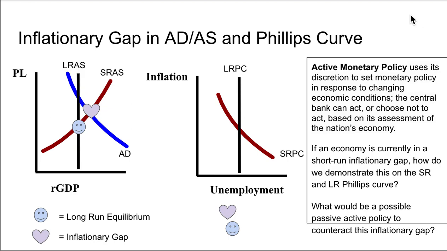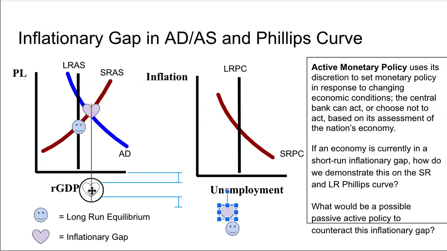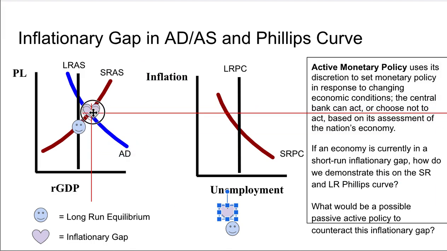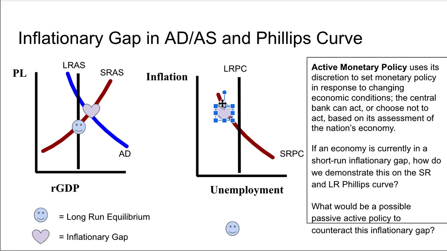We can also use our understanding of the mirrored images of an inflationary gap to the Phillips curve to understand where we would place that inflationary gap on our short-run Phillips curve. And so let's say we have our inflationary gap here at a higher GDP, a higher output level than is possible in the long run. And so that point would be here on our Phillips curve. Again, a lower unemployment and higher inflation.